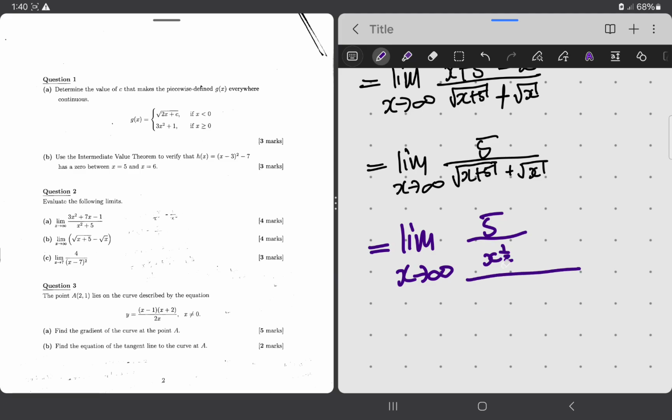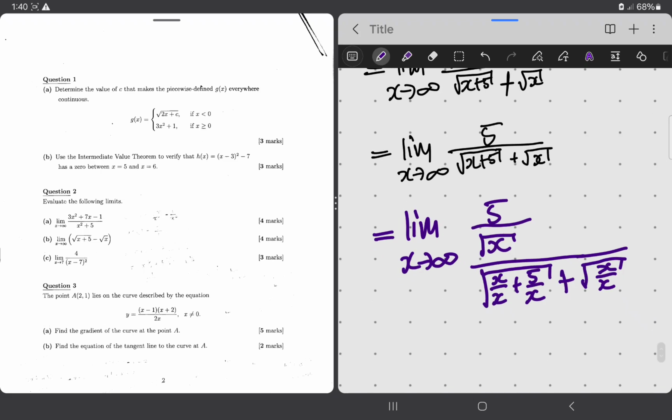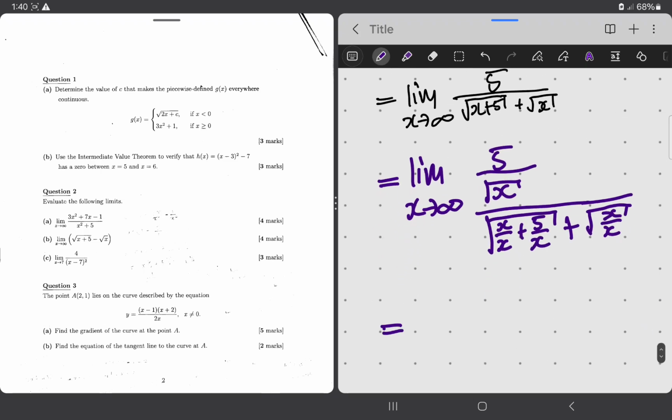Then it's all divided by, if you want, you could have put it as 5 over root x, then the square root of x over x. Okay, since this is in the square root, you can say x over x plus 5 over x, which is still in the square root, so it's just an x. Then plus root of x over x. Inside the square root is just an x.